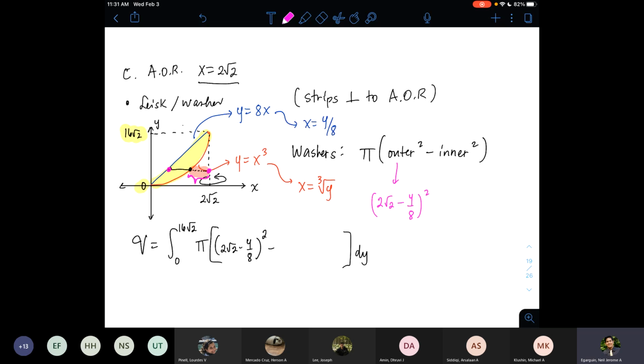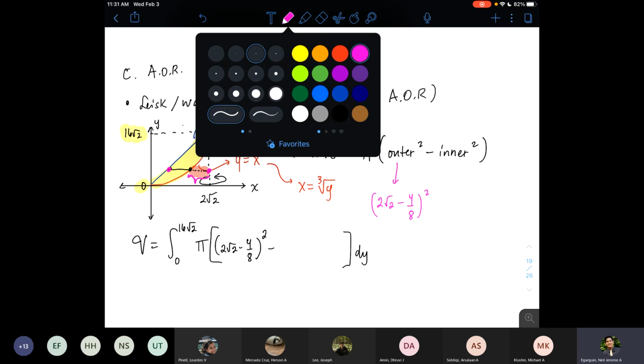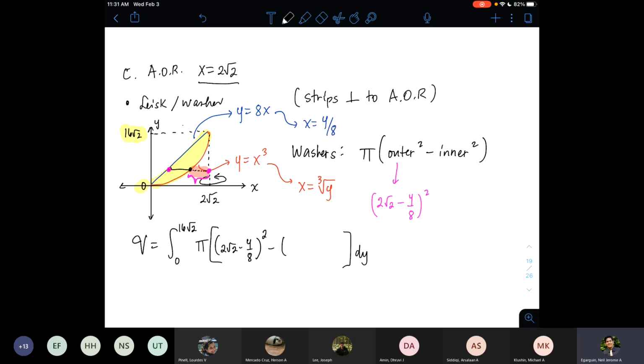Okay. Now, how long is that inner radius? I hope you now remember how to compute this. That would be what? Again, right minus left. The right function is 2 root 2. The left function is the parabola. Oh, sorry, not the parabola, but the red curve. And the equation of the red curve is cube root of y.